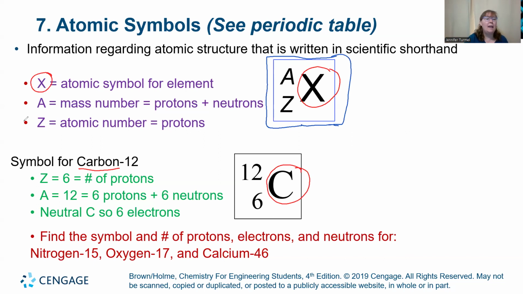Next, let's take a look here at this Z value. The Z value here is the atomic number, or the number of protons. And in carbon, that's 6.